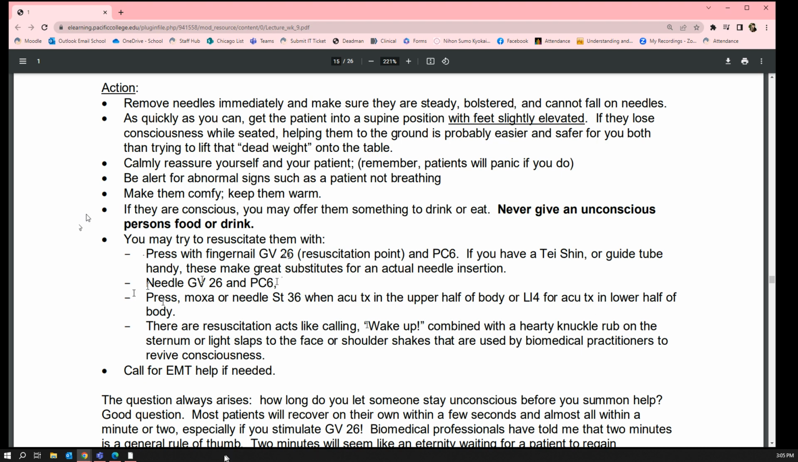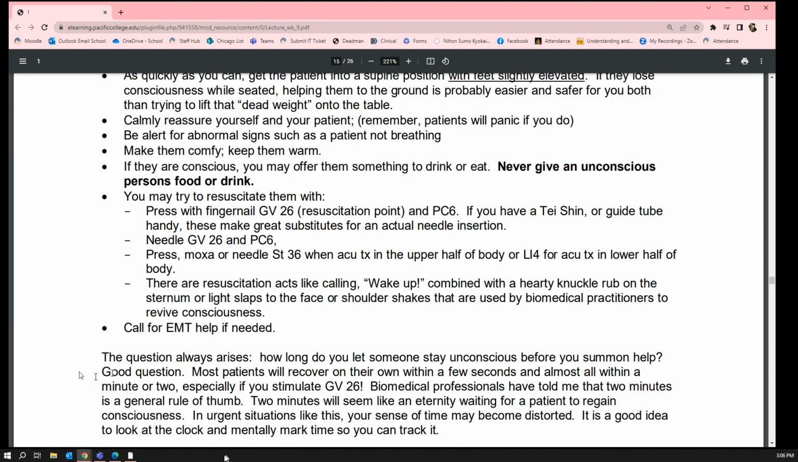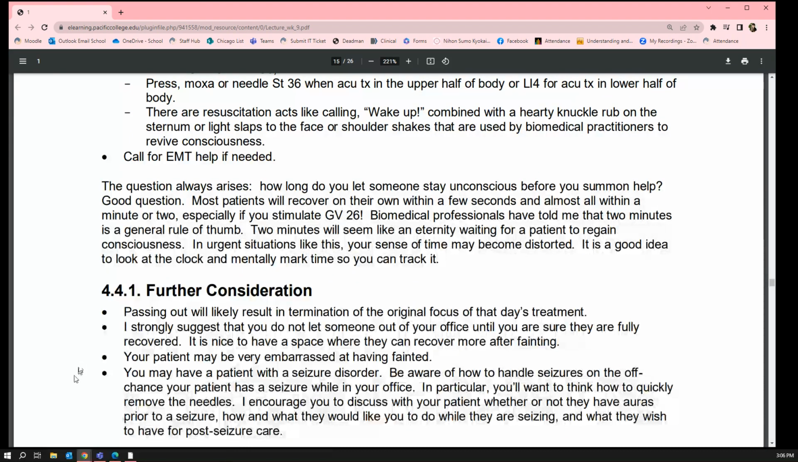There are resuscitation acts like calling wake up. You can use your knuckles to rub against the person's sternum, or light slaps to the face or shoulder shakes, something to help them shake out of it. And if they lose consciousness, call 911. It is absolutely necessary. If they lose consciousness and they come back to consciousness, you can talk to them, but I would strongly suggest getting them to a medical facility to get checked out if they lose consciousness.